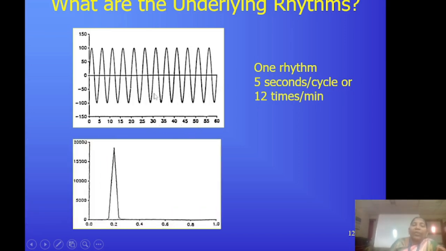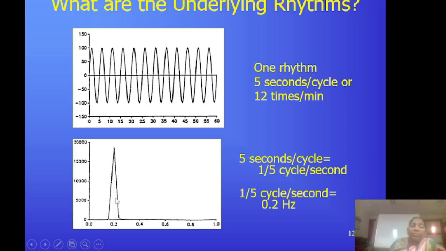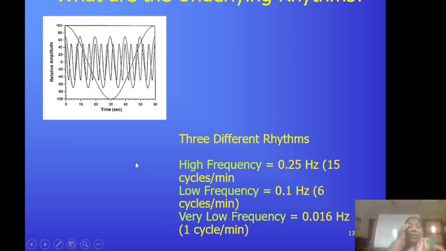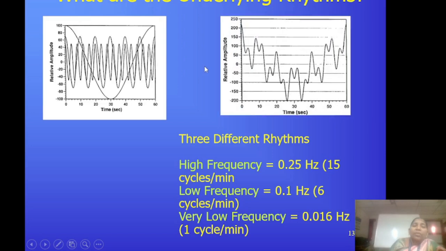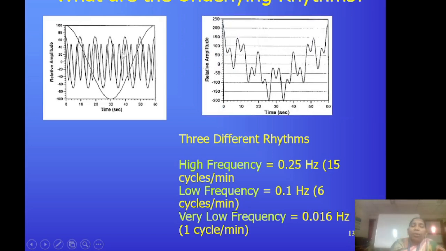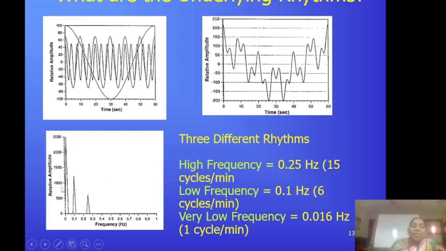Now, when you take the FFT, the frequency domain of it, the 5-second cycle gives 1 by 5 equal to 0.2 hertz. That is the frequency obtained for this particular rhythm. Now, if you see, there are three different signals having three different amplitudes and three different frequencies. If you add all these, this is the addition of this waveform. Then finally, when you take the frequency spectrum of it, we can get three different frequencies.